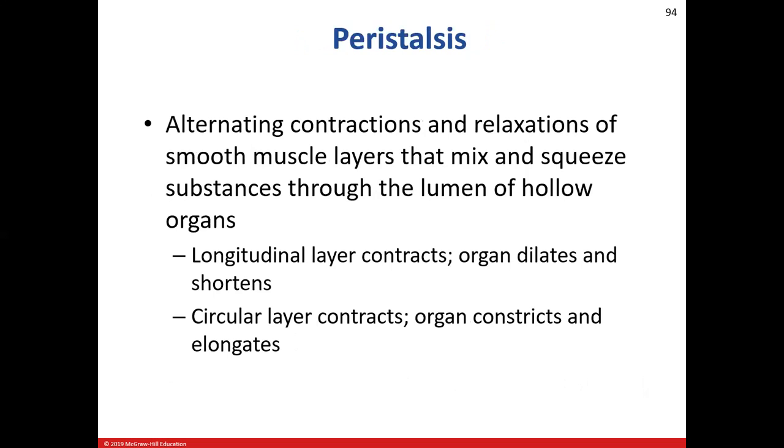We also have a process known as peristalsis. With peristalsis, this is an alternating contraction and relaxation of smooth muscle layers. What it does is help to mix and squeeze substances through the lumen of hollow organs. The lumen is typically what we call the hollow hole or the opening through these organs. Again, going back to the previous slide, when the longitudinal layer contracts, the organ is going to dilate and shorten. When the circular layer contracts, the organ constricts and elongates.